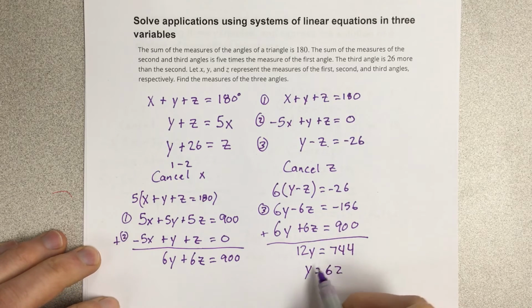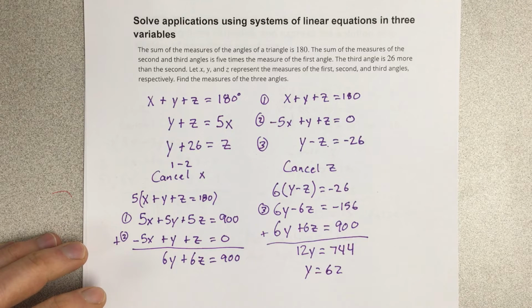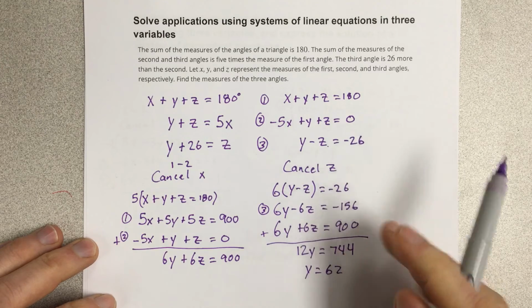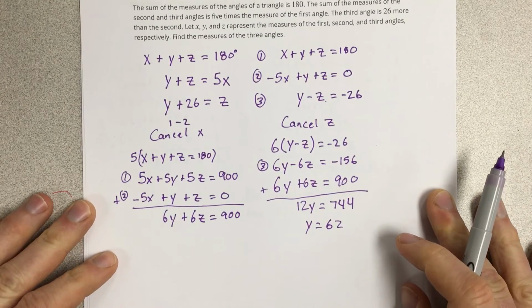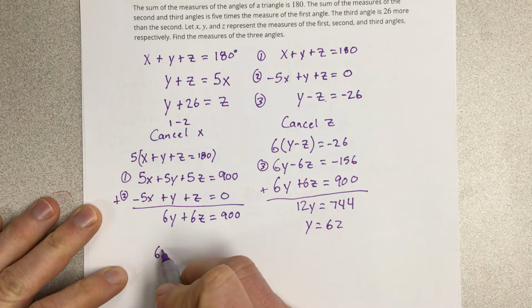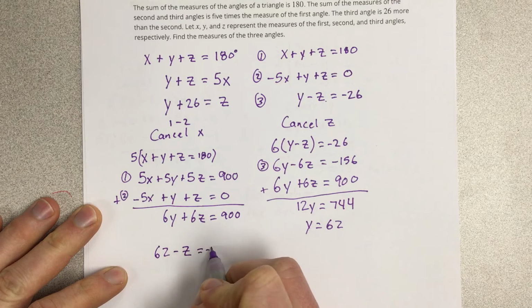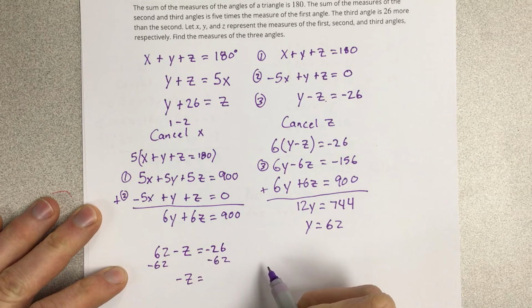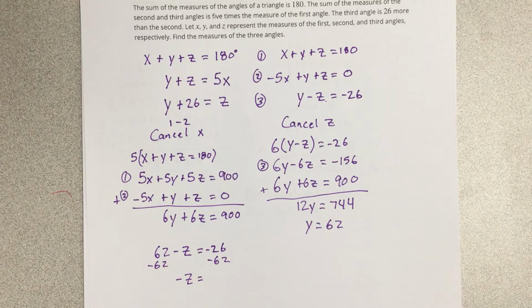Now once we find y is equal to 62, we can start figuring out the rest using one of our equations. Let's use this equation right here. I can figure out z. So I'm going to pull this equation down, and that would be 62 minus z is equal to negative 26. Subtract 62 on each side. Negative z equals negative 26 minus 62. That's negative 88. Divide by negative 1, and z equals 88.